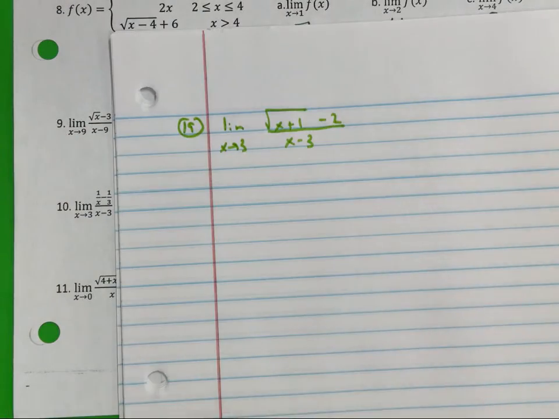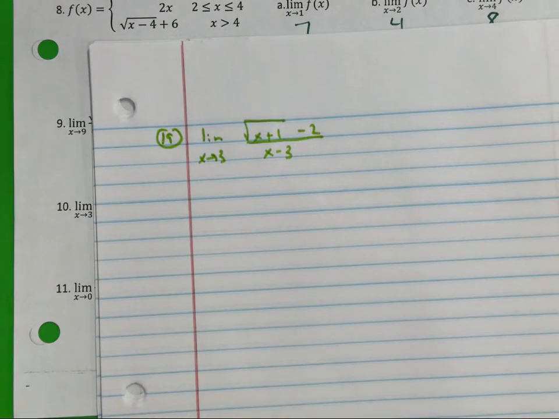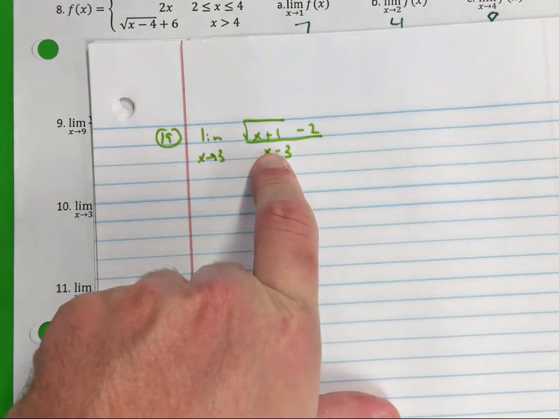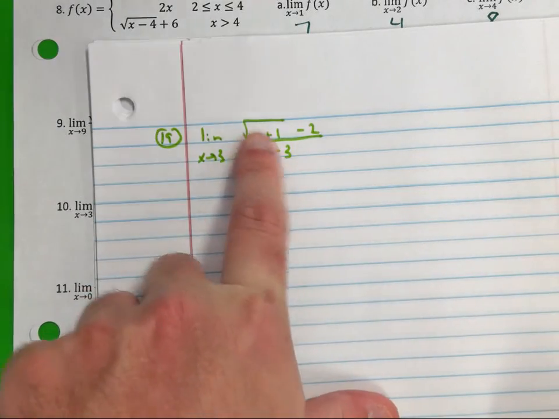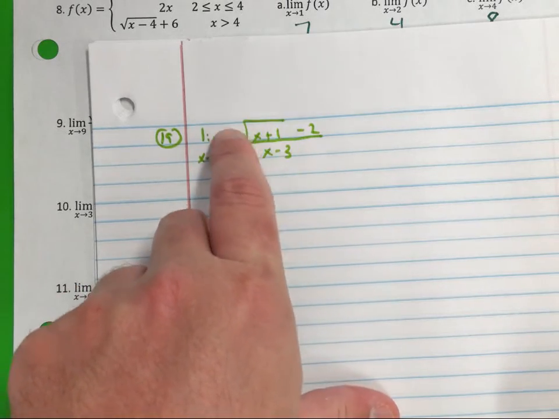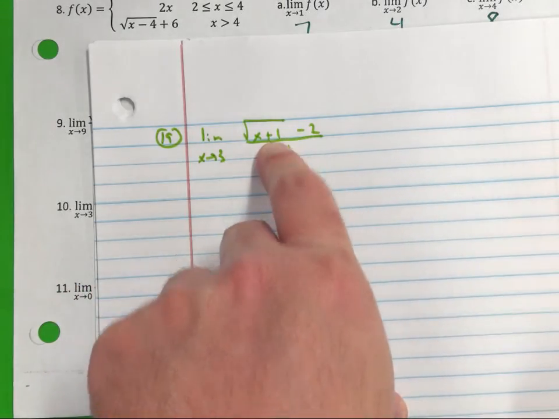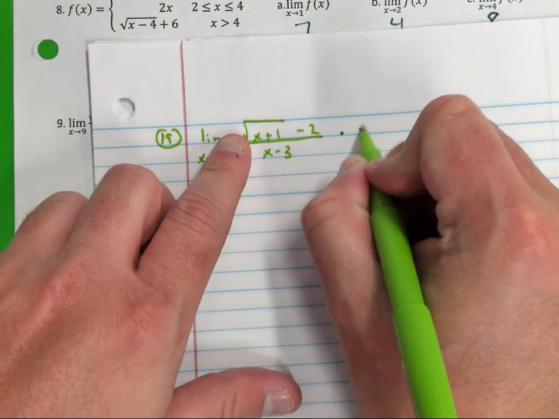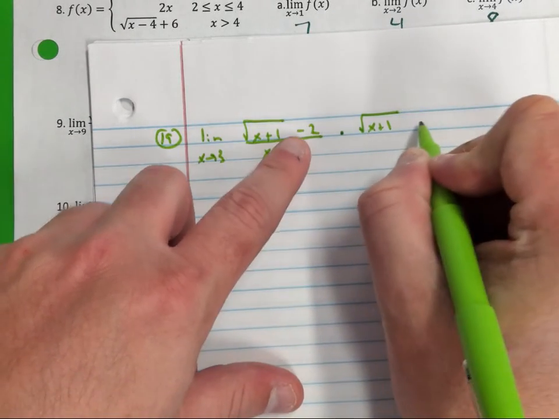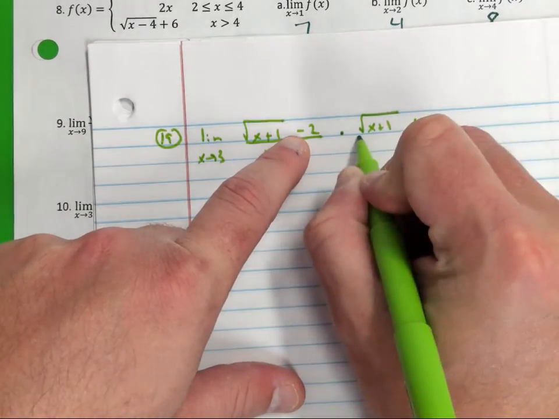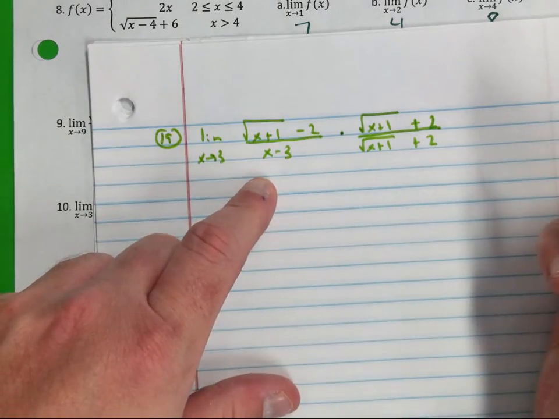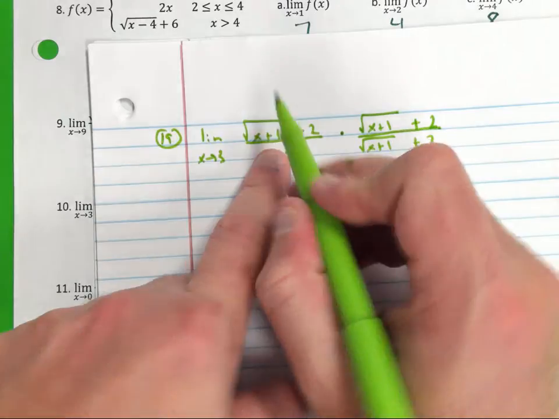First thing I do is I try direct substitution. Well, when I directly substitute 3 in for this, I get 0 in the denominator, so I got to take another route. This square root, this radical stands out to me, so I'm going to go the route of rationalizing. So I'm going to rationalize the numerator. Square root of x plus 1, I change that minus to what? Plus 2. Now let's take our time and multiply. Here we go.